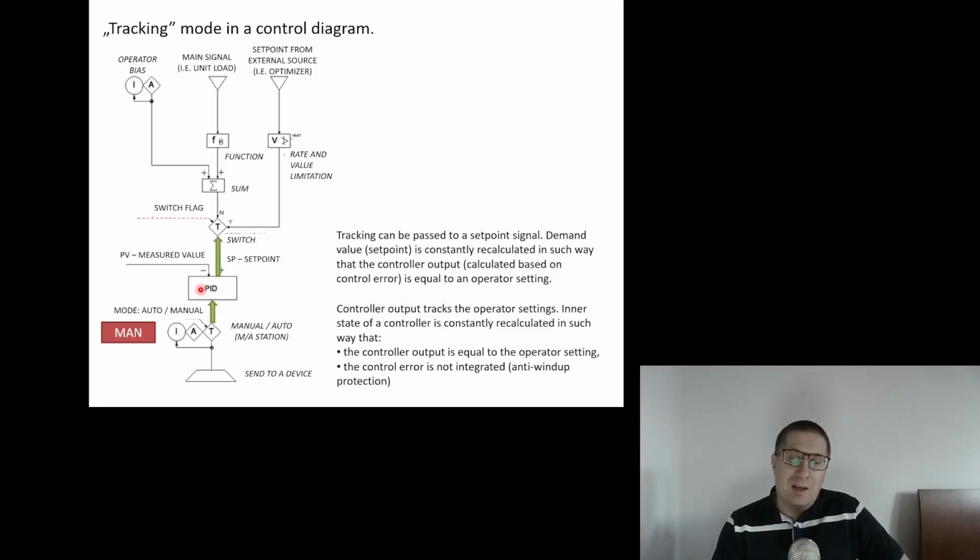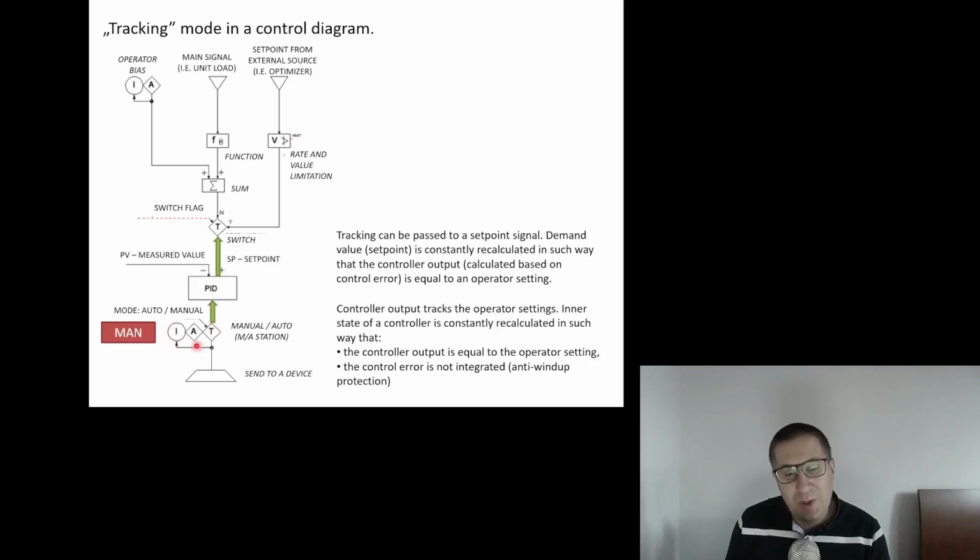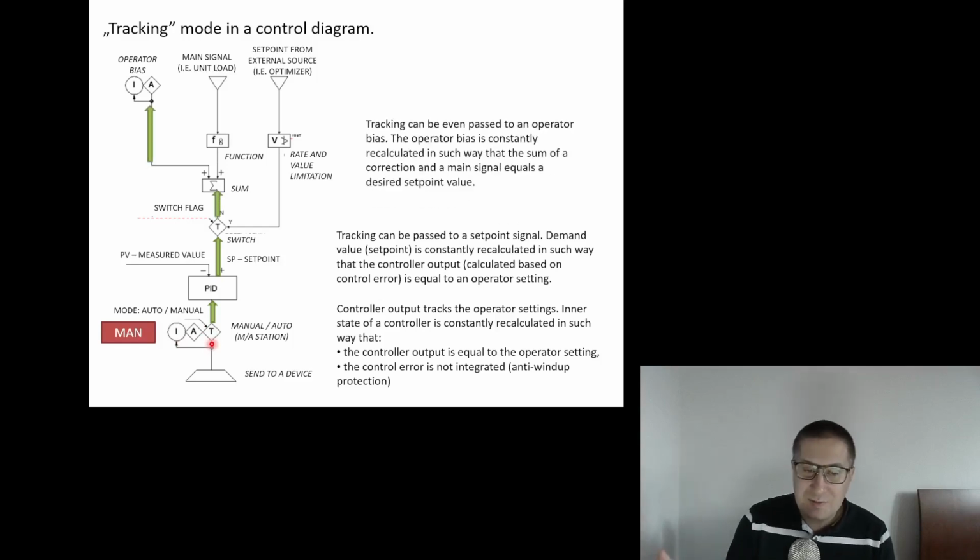Usually we define the tracking to the set point. If we define tracking in such a way, the set point value will be recalculated in such a way that when we compare the new value of the set point with the current measured value, on the output of the controller we will have the value that is equal to the operator decision. Right?